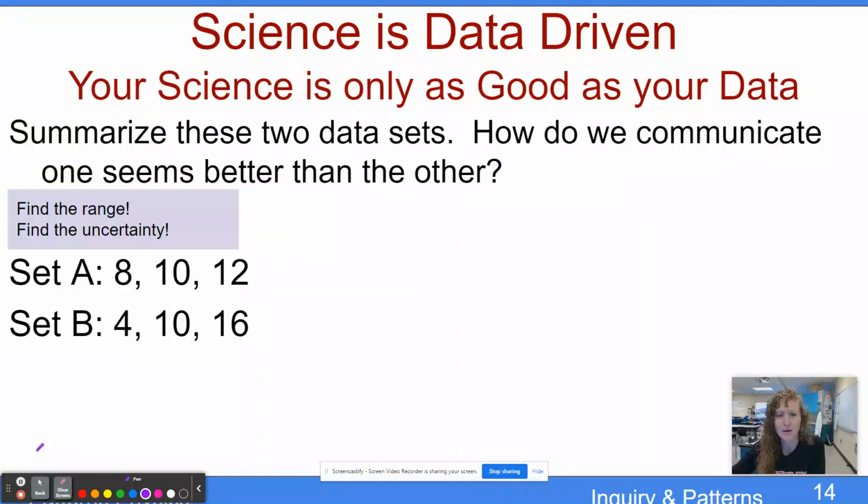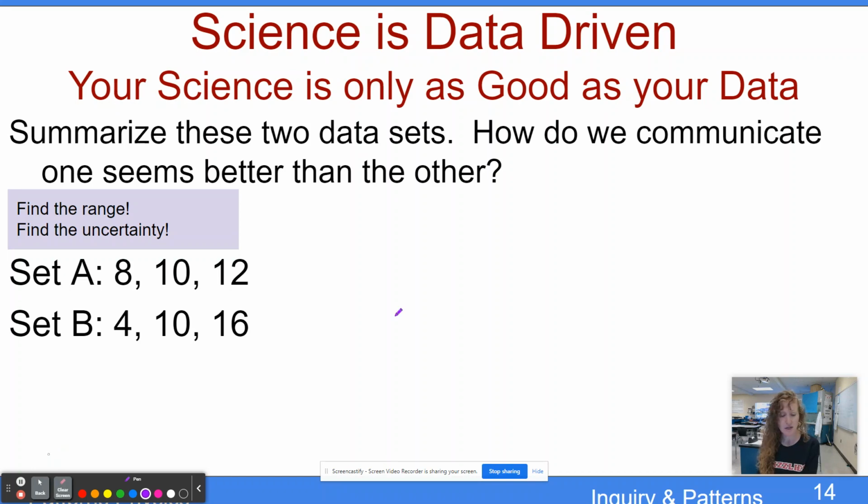Hi all, we're going to walk through how to calculate uncertainty. Uncertainty is possible error in our measurement. We're all human. When we measure something, we're going to make mistakes, and that's okay. It's okay to have error, but we want to communicate what our error is so that people know how to understand our data and how much they can trust data.